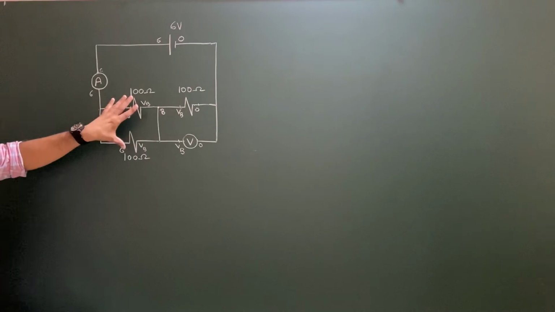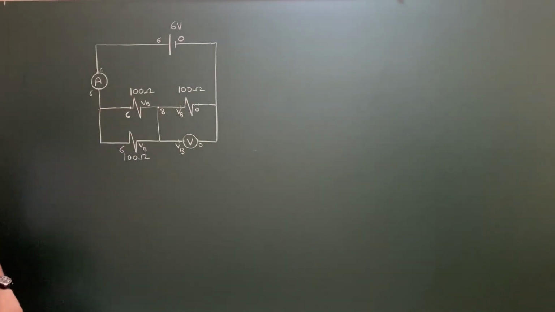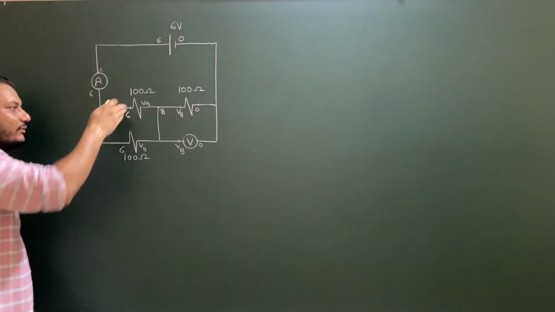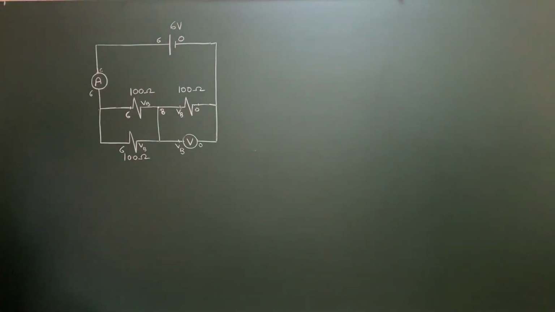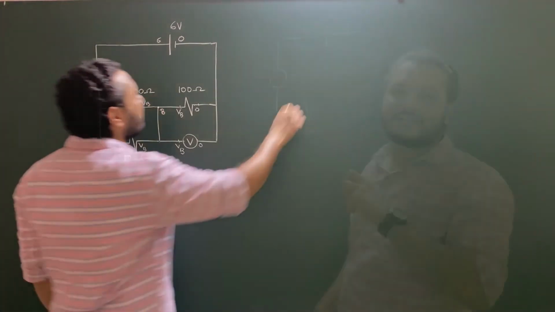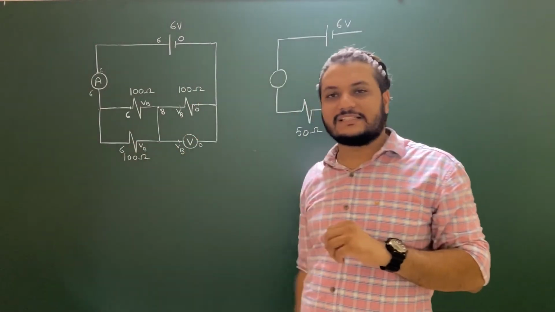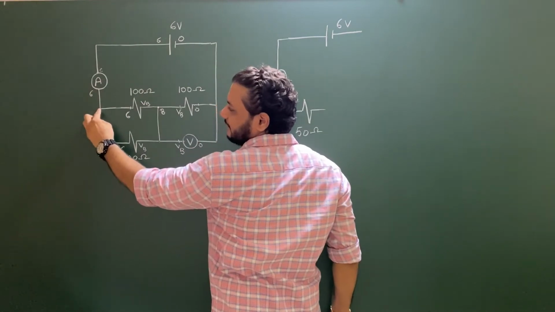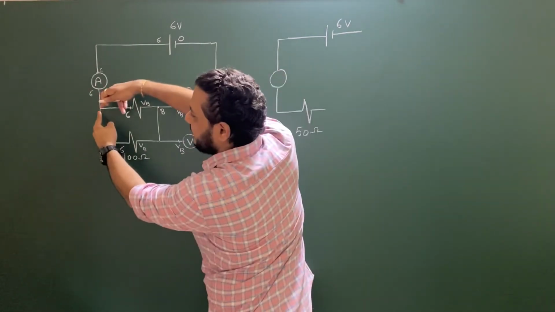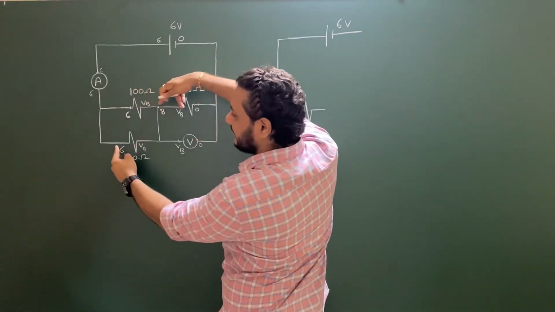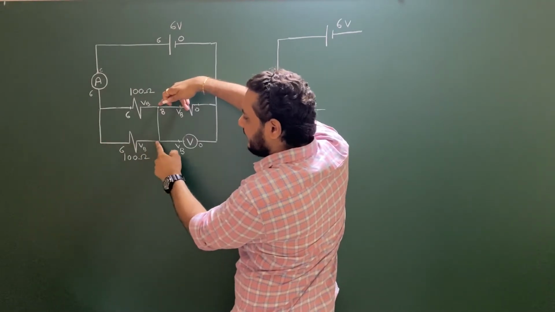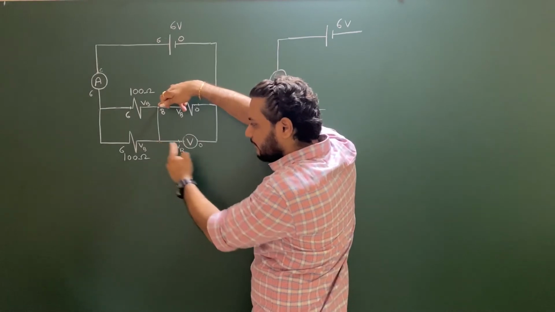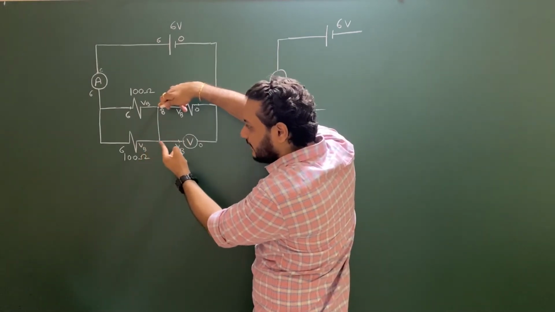So I can say that these two resistances are connected in parallel. So 100 ohm and 100 ohm in parallel, their equivalent is given by 50 ohm. So let us redraw the circuit over here. An ideal voltmeter has infinite resistance. So whatever current is coming from this branch, at this point it will split into 2 parts. The resistance of the voltmeter is infinite, so no current will pass through this branch. All the current will go through this branch.